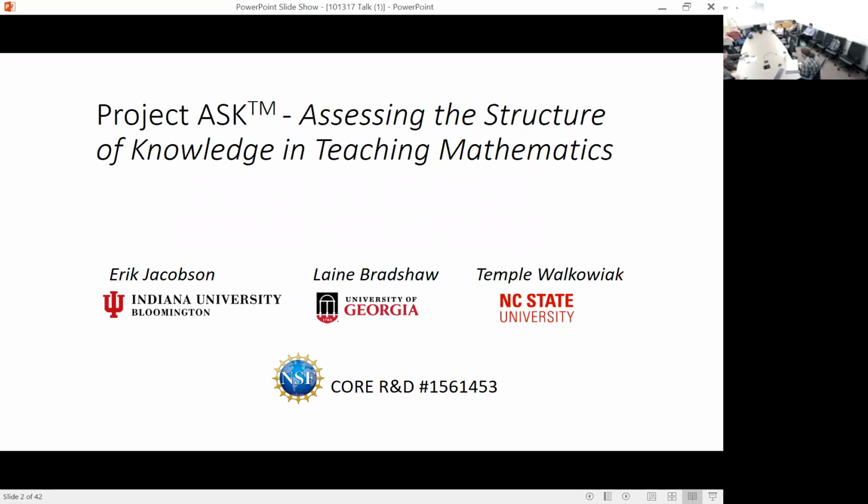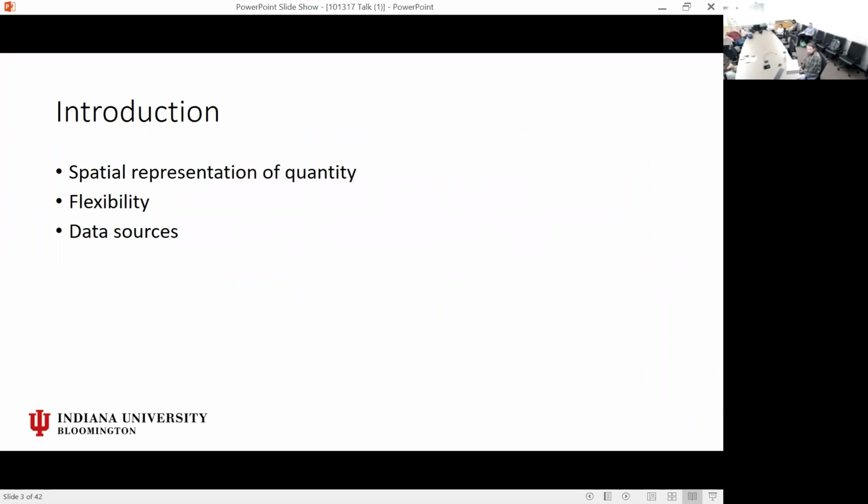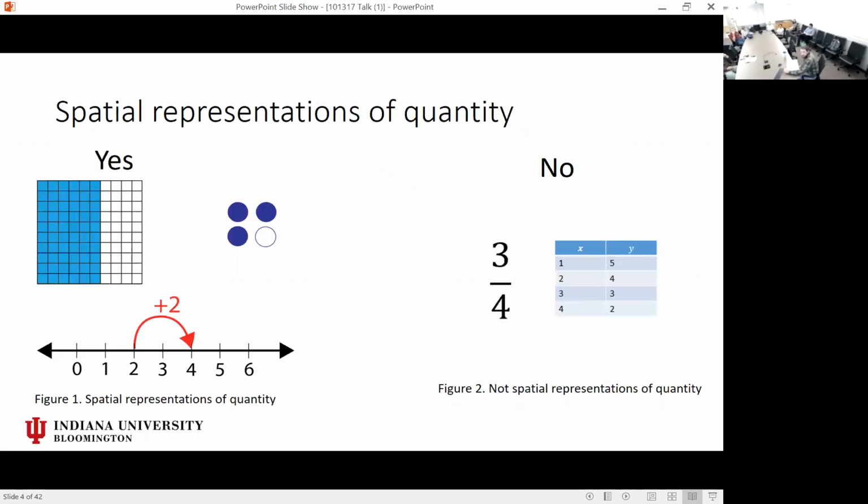It's much smaller, qualitative in nature, and somewhat theoretical in purpose. But if I use the pronoun we, I'm referring to work that was done within the context of the larger project. So particularly, we're going to be talking about spatial representations of quantity, flexibility, and a little bit about data sources as the introduction.